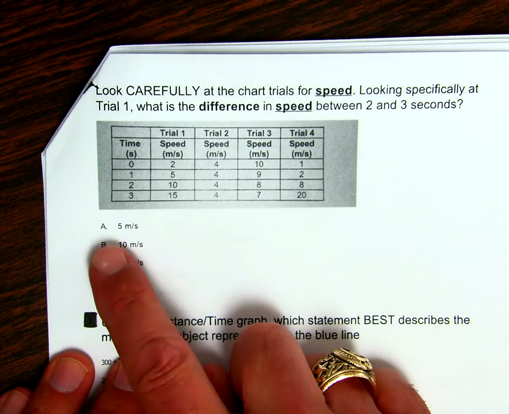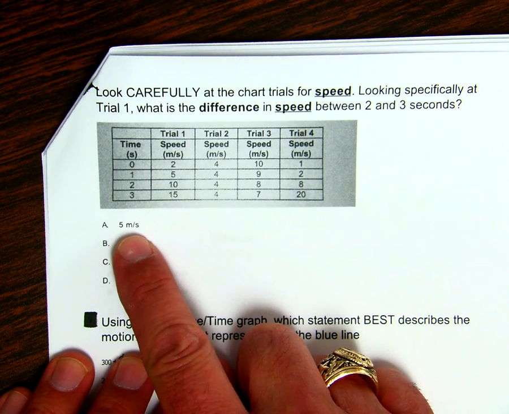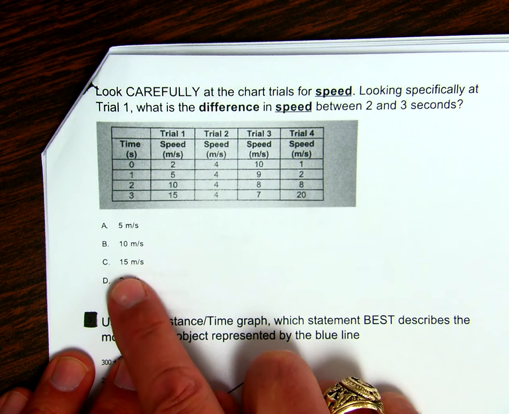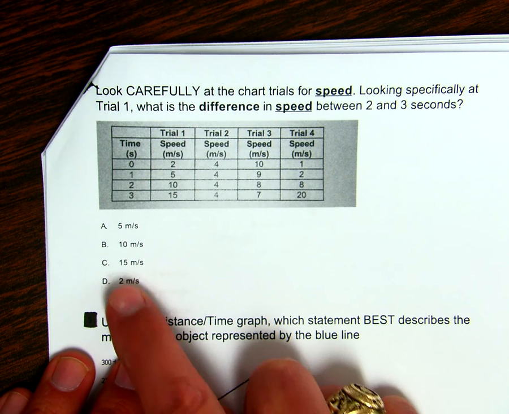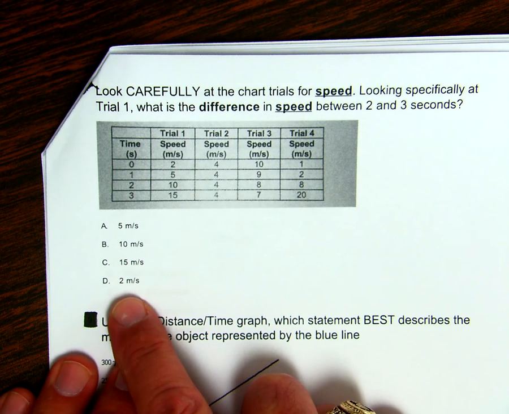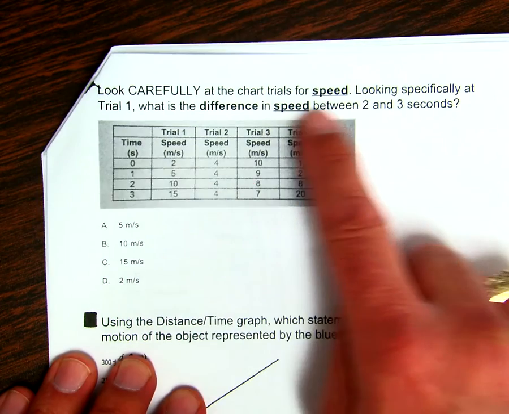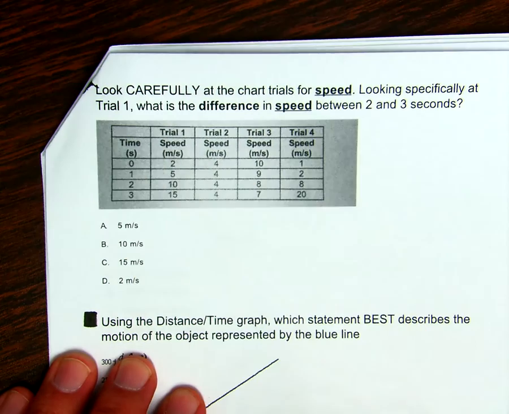Is it A, 5 meters per second? B, 10 meters per second? C, 15 meters per second? Or D, 2 meters per second? Again, what's the difference in speed specifically for trial 1?